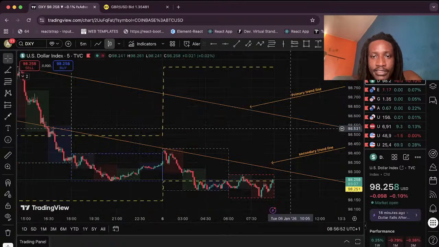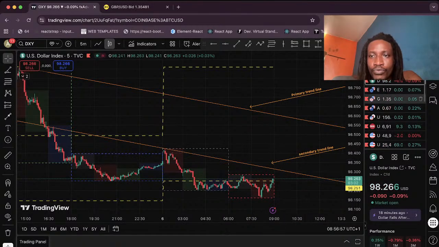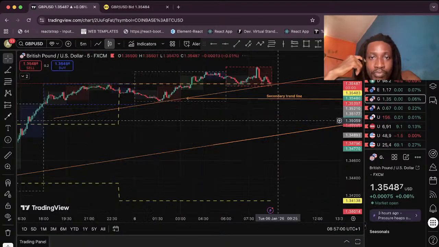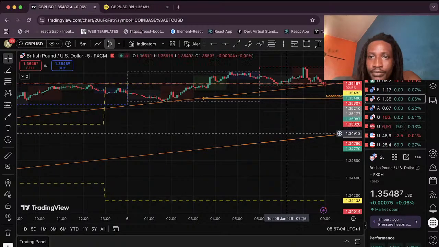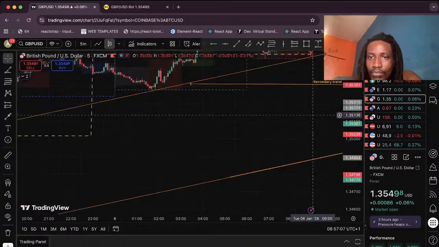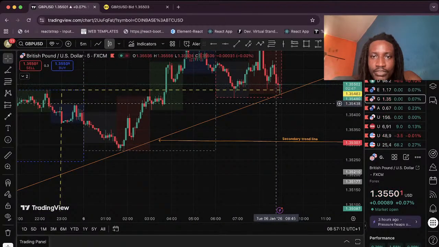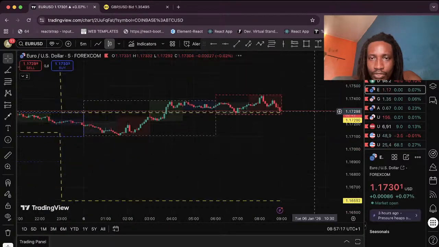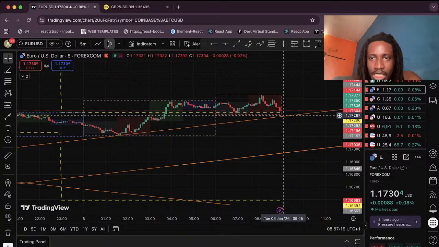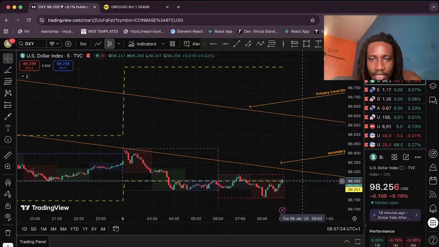DXY, on the other hand, is heading towards its own primary trend line. The way I'm seeing it, maybe, just maybe, it's not cast in concrete. Maybe with my experience, British pound is actually rejecting that trend line. Let's see what Euro USD is doing. Euro USD is still coming down, and a small rejection is coming in around DXY.